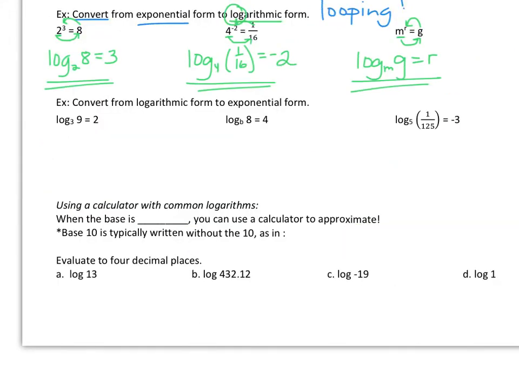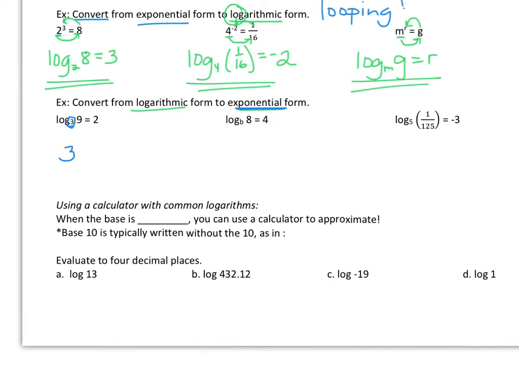Next, we're asked to convert from logarithmic back to exponential. Whoops, I wanted a different color for that. Hang on. Back to exponential. There we go. So log base 3 of 9 is 2. What you want to do here is now not use log in your answer. You want to start with your base. In this first example, the base is 3. So I'm going to take that and just write it in its own plain row.